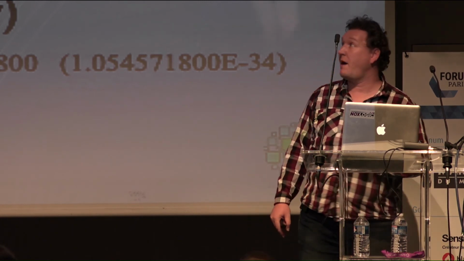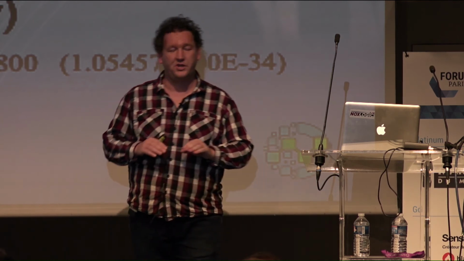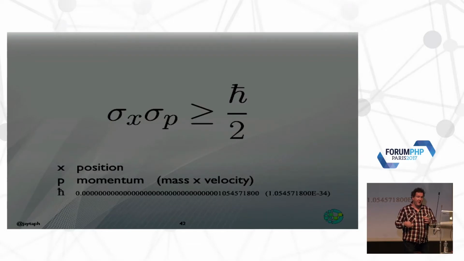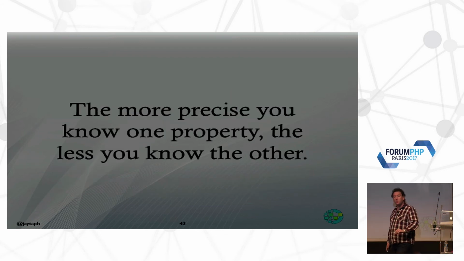And if that variance is very, very small, near zero, then we know less about the momentum, because they are basically tied to each other. So if we know, for instance, a certain particle is at a certain point, then we know pretty much nothing about its momentum, its speed. If we know a lot about some particle's speed, we don't know its position. This is actually buried into the world as we know it, only we don't see it because we're working on a macroscopic level. The more precisely you know one property, the less you know about another.